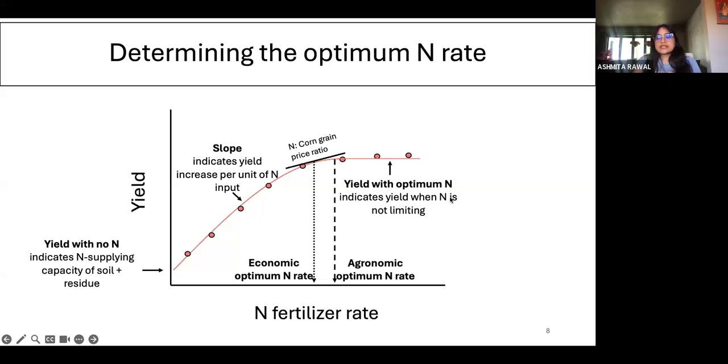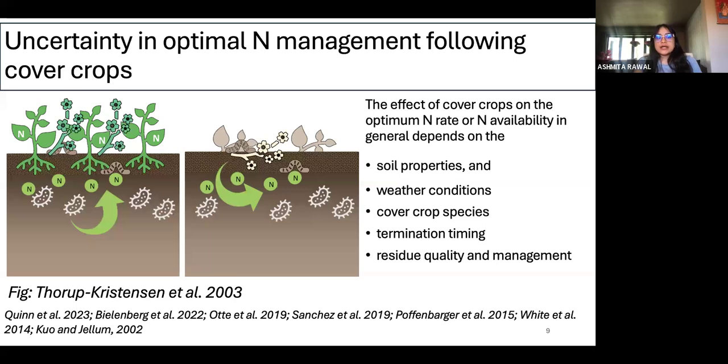And this also takes into account the surplus nitrogen that is available to the corn from the previous crop, from soil, from cover crops, but that can get lost from soil via either leaching or in the gaseous form through denitrification or volatilization. And one of the ways to retain it is by planting cover crops.